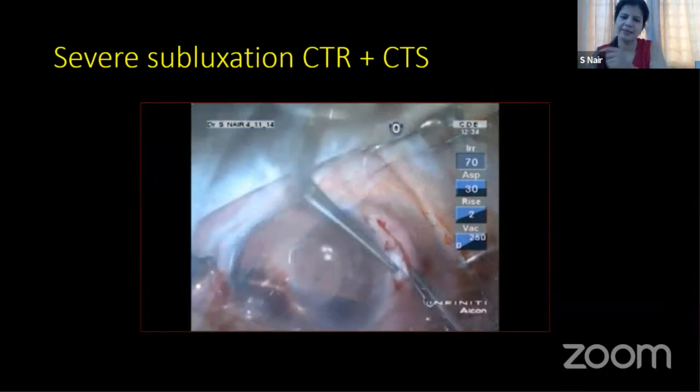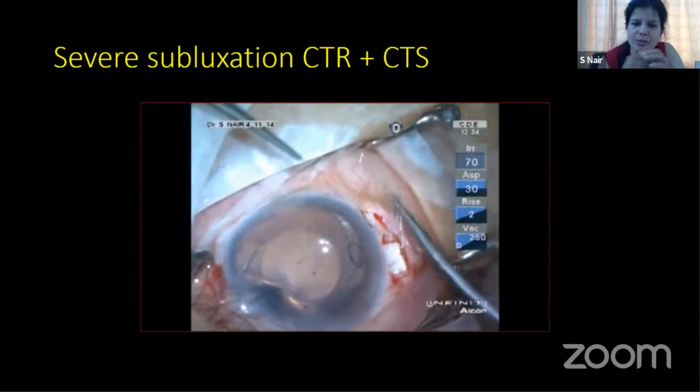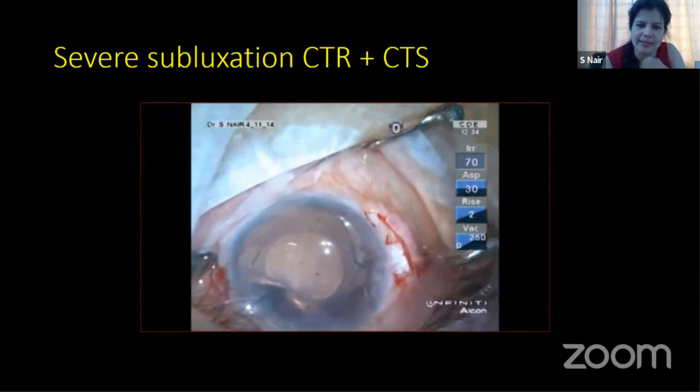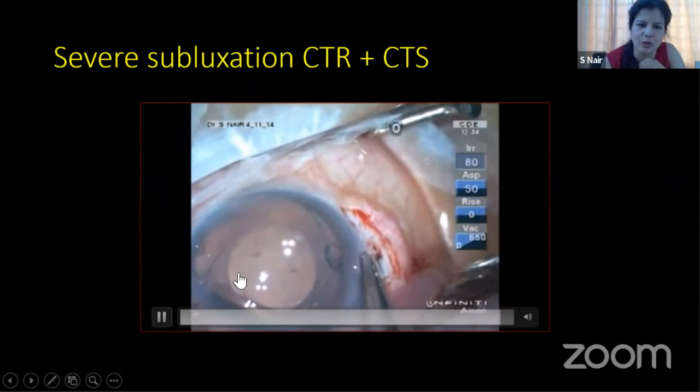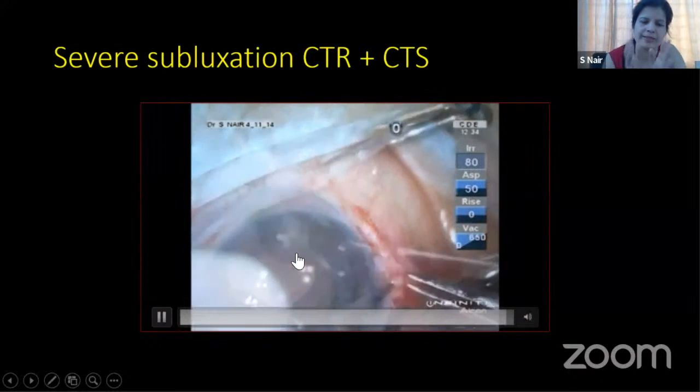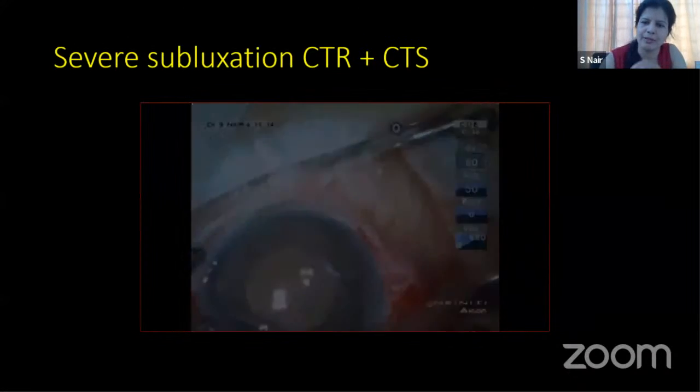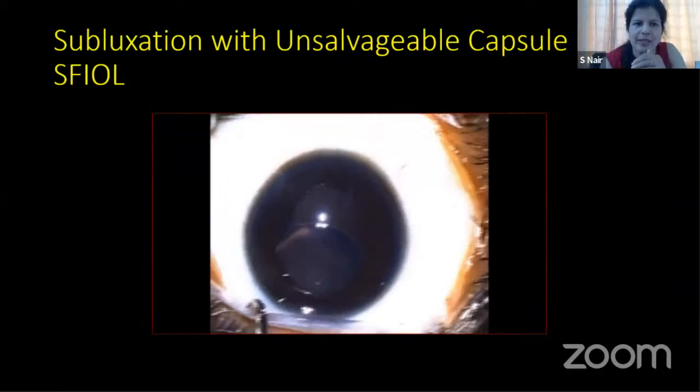And you can see that the IOL is kept in the bag. You may tie the final suture of the CTS towards the end once you make sure that the IOL is in the bag, and you can also align the optic in such a way that it's exactly centered if you tie the suture at the end.